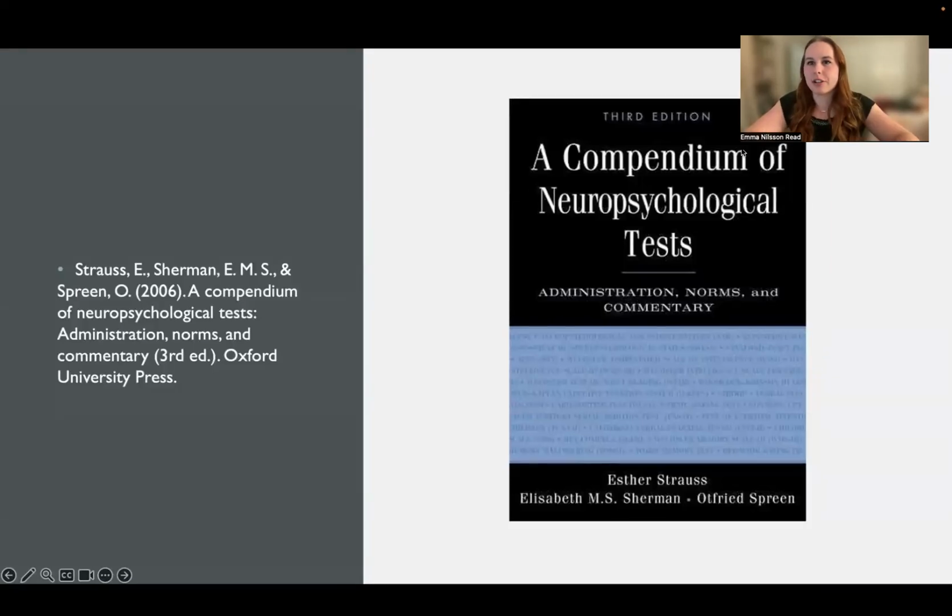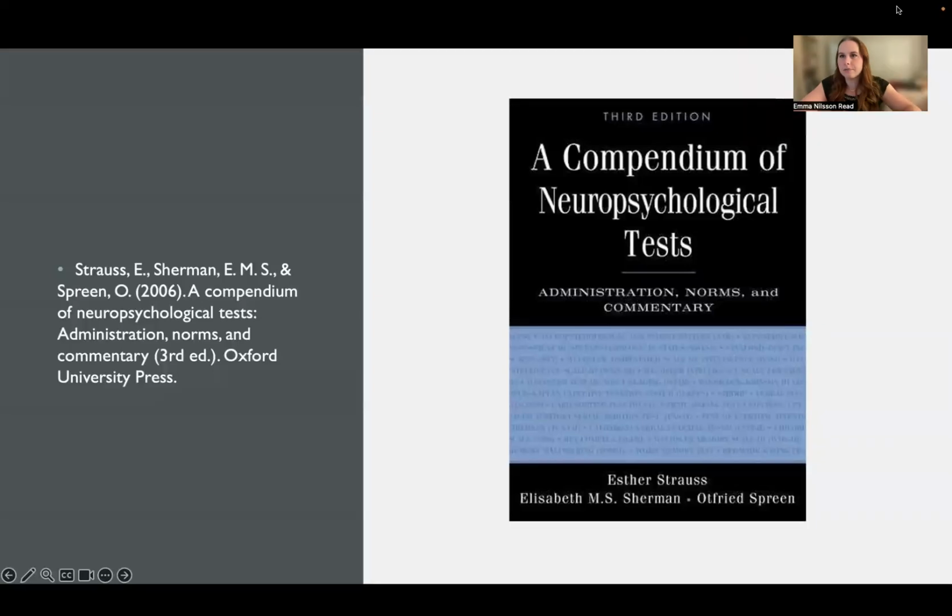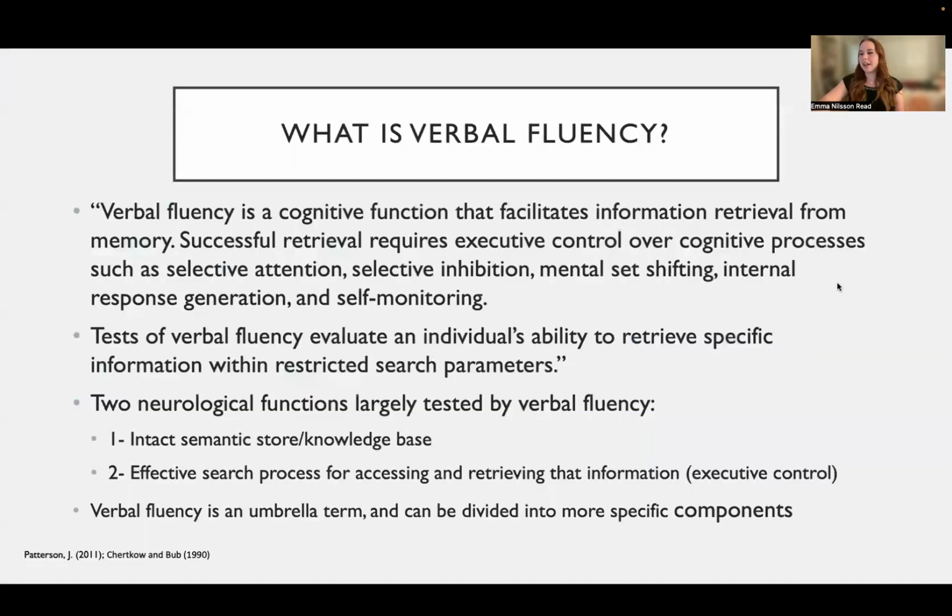Before we proceed, I'm actually going to move this a little so that you can see the screen. I just wanted to make a quick shout out that a lot of the information from this lecture, the organization, some of the definitions, a lot of the citations are from the Compendium of Neuropsychological Tests by Esther Strauss. The third edition specifically is the one that I looked at. Here's the citation right here. This is an awesome neuropsychological resource, and I highly recommend it, not only for learning about verbal fluency, but for learning about any other neuropsychological tests that you could be interested in. Okay, so let's hop right in.